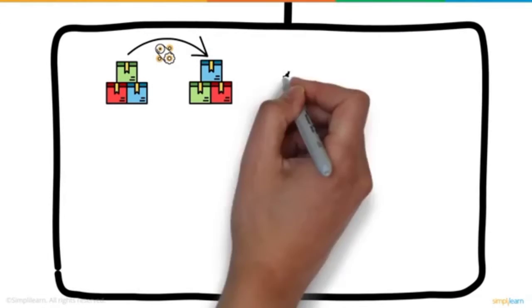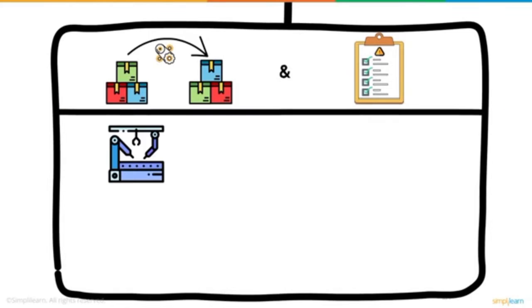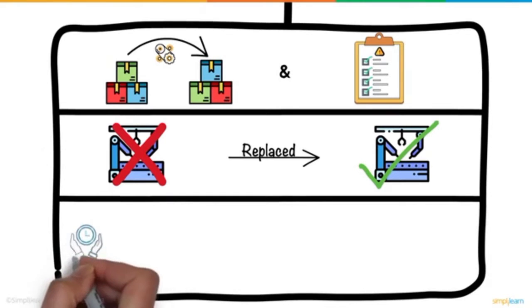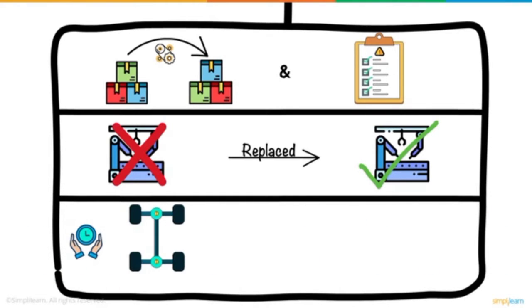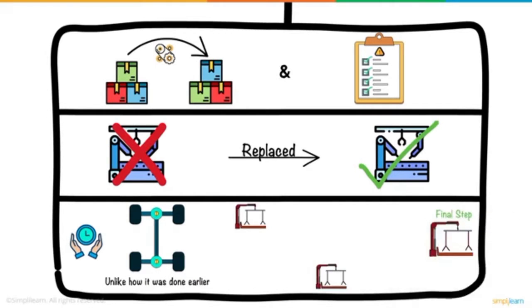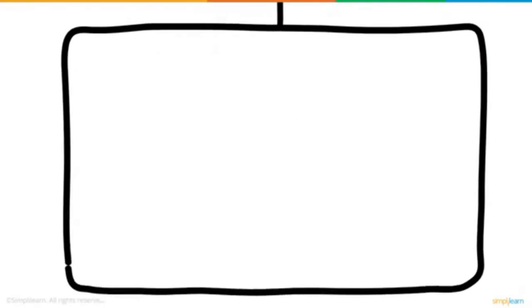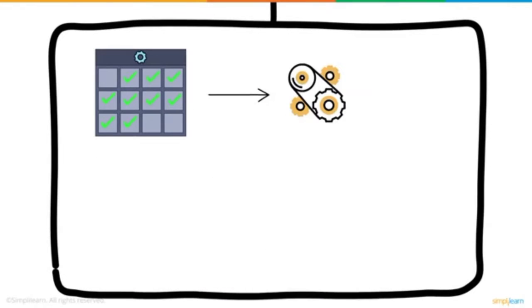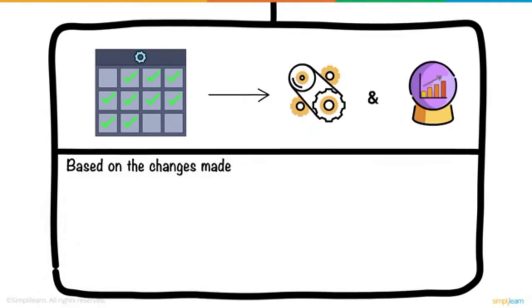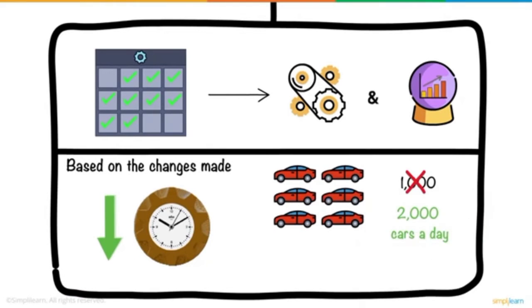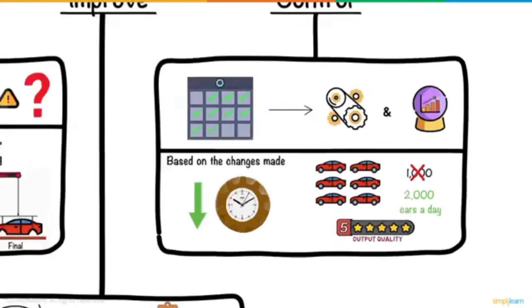Next, in the Improve phase, you make changes to the manufacturing process and ensure the defects are addressed. You replace the faulty machines that installed the windshield wiper with another one. You also find a way to save time by attaching wheels on the frame in the initial stages of the manufacturing process, unlike how it was done earlier. Now the car can be moved across the assembly area faster. And finally, in the Control phase, you make regular adjustments to control new processes and future performance. Based on the changes made, the company was able to reduce production time and manufacture about 2,000 cars a day with a higher quality of output.